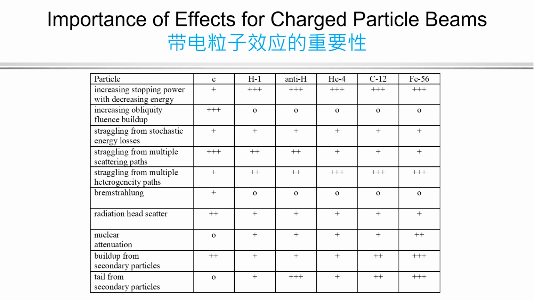It is difficult to see the effect on the depth dose distribution for proton beams, but it is, in fact, there. It is much more important for carbon and iron beams as both target fragmentation and projectile fragmentation occur in addition to delta ray production. Lastly, the tail from secondary particles is unimportant for electron and proton beams, is bothersome for helium and carbon beams, and very important for antiproton and iron ions.